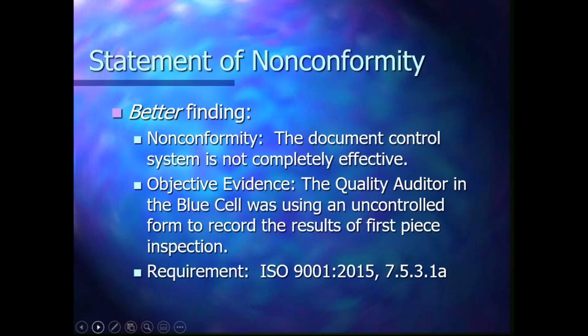A better way to do this: the document control system is not completely effective. Again, the word system appears right in that statement of nonconformity. Supported by objective evidence. Well, we saw a quality auditor in the blue cell using an uncontrolled form to record the results of first piece inspection. And a clear citation of the ISO requirement, 7.5.3.1.A of 9001:2015. And again, we're taking that as far out as possible to the A suffix.